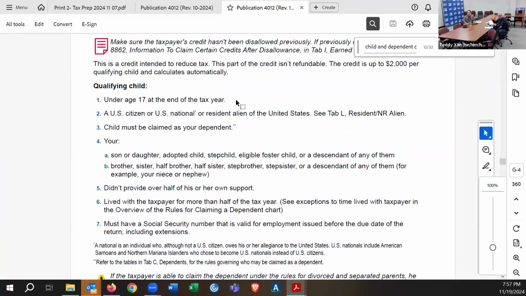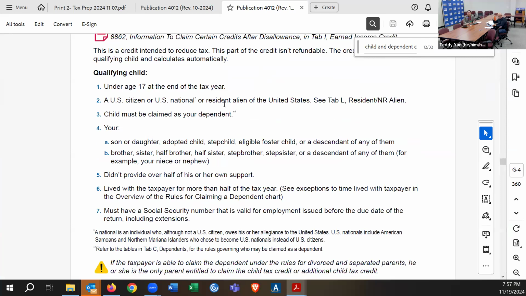Is Daria under age 17 at the end of the tax year? Yes. Is she a US citizen or US national or resident alien? Yes. Is she claimed as Danny's dependent? Yes. Is Daria Danny's son or daughter or one of these other things or a descendant of any of them? Yes.